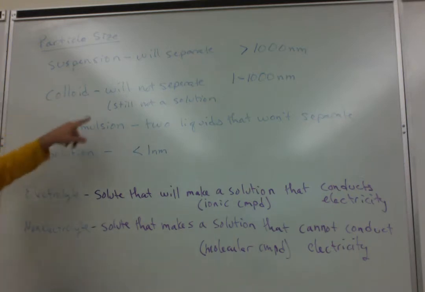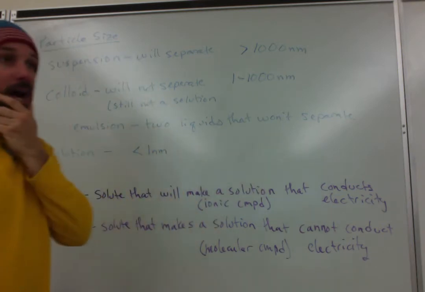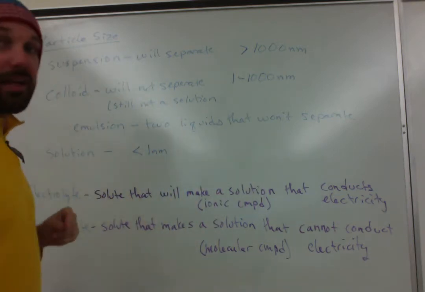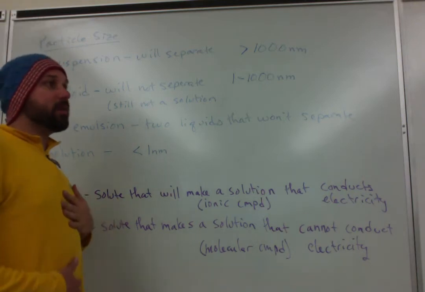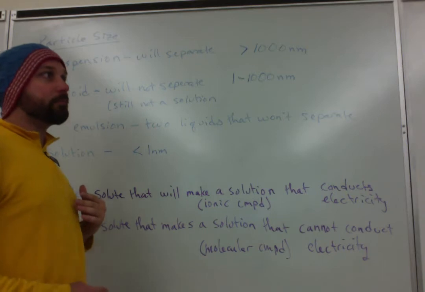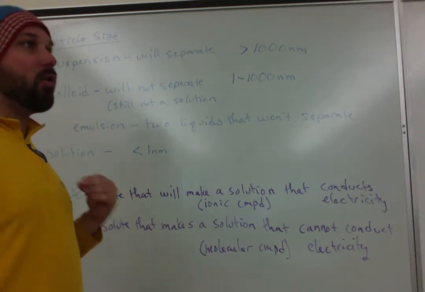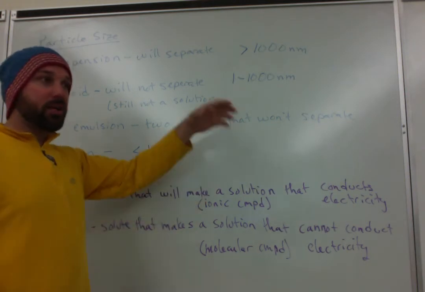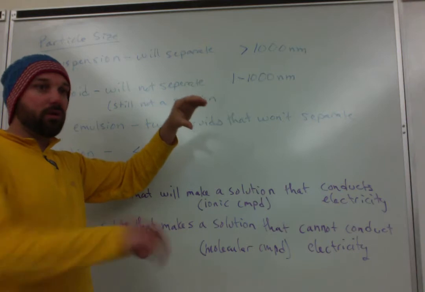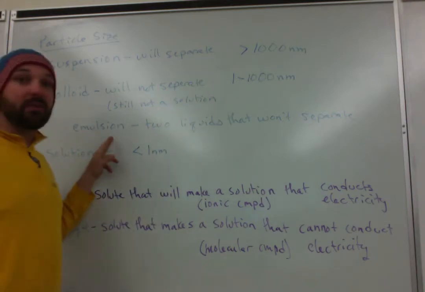Emulsion is a special kind of colloid. That's two liquids that won't separate. For those that enjoy cooking, there are so many recipes. Like if you're making your own salad dressing from scratch, you're going to take vinegar and oil, and you're going to slowly drizzle in the oil with whisking. That is making an emulsion.